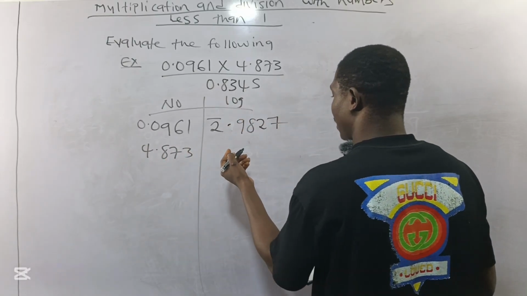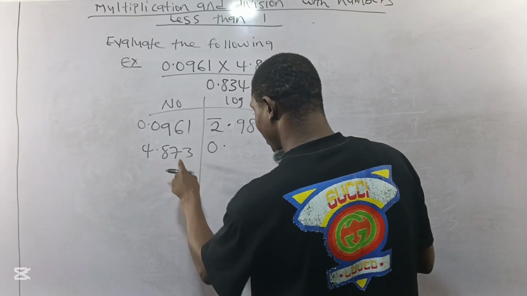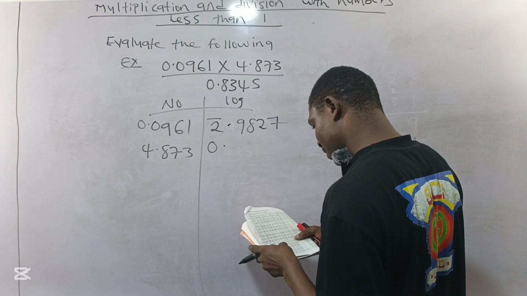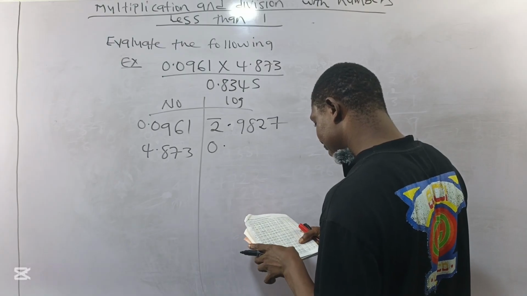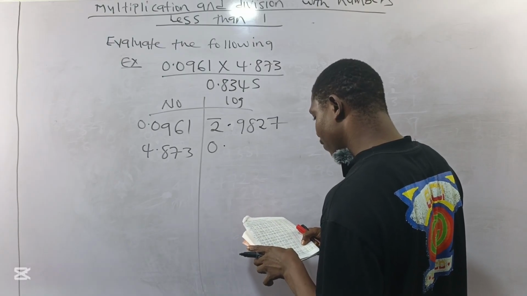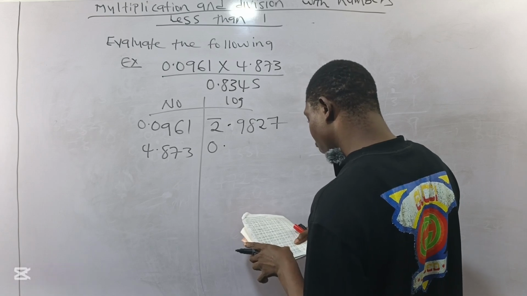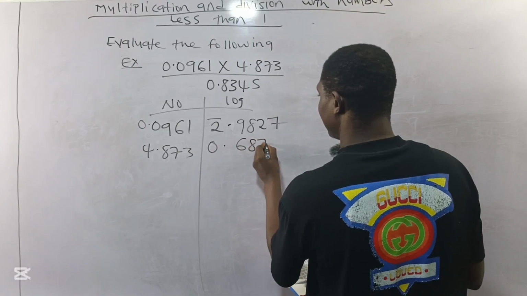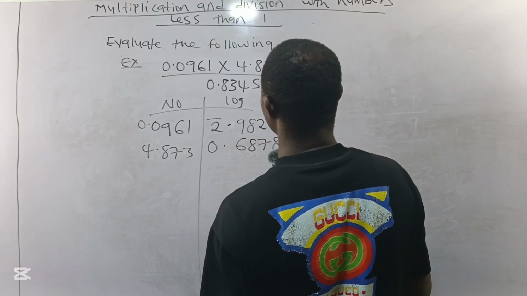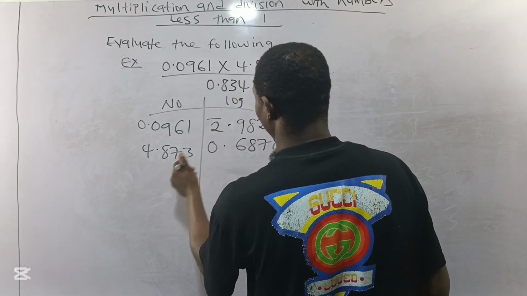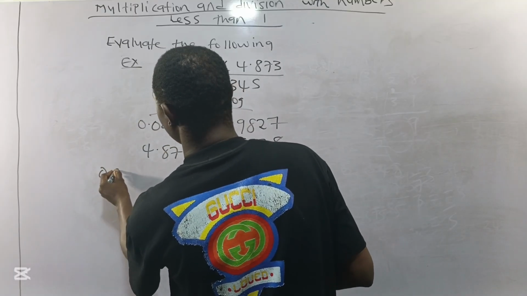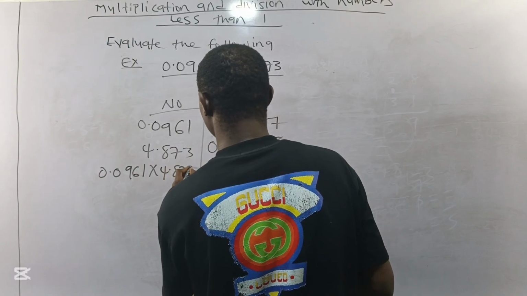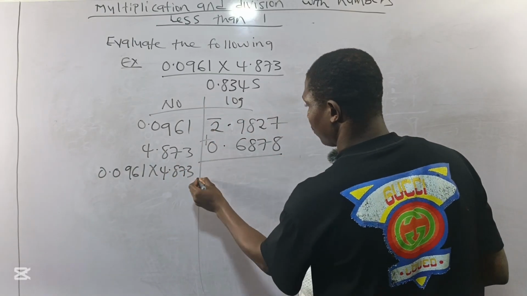So my characteristics will be 0. 48 under 7. 48 under 7 is 6875, and difference 3 is 3. So we add the difference, becomes 6878. 6878. And the thing to do is to add up because of the multiplication. So we have 0.0961 times 4.873 to give us the sum of this because of the multiplication.